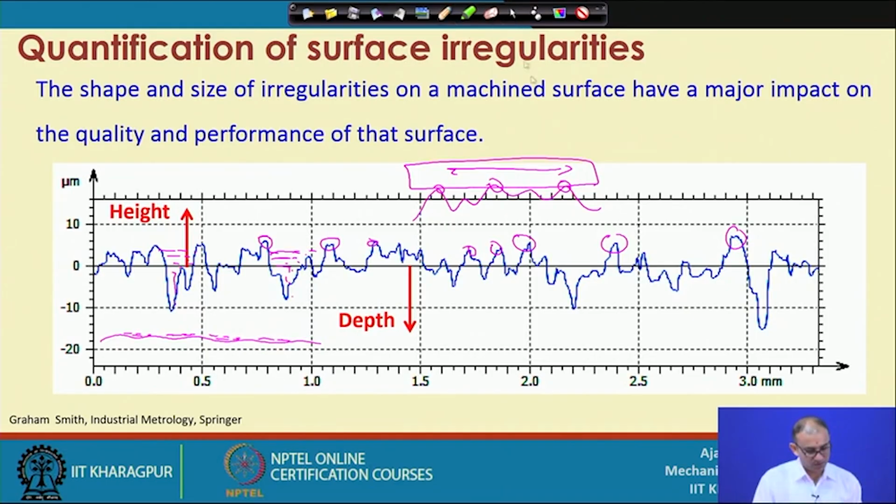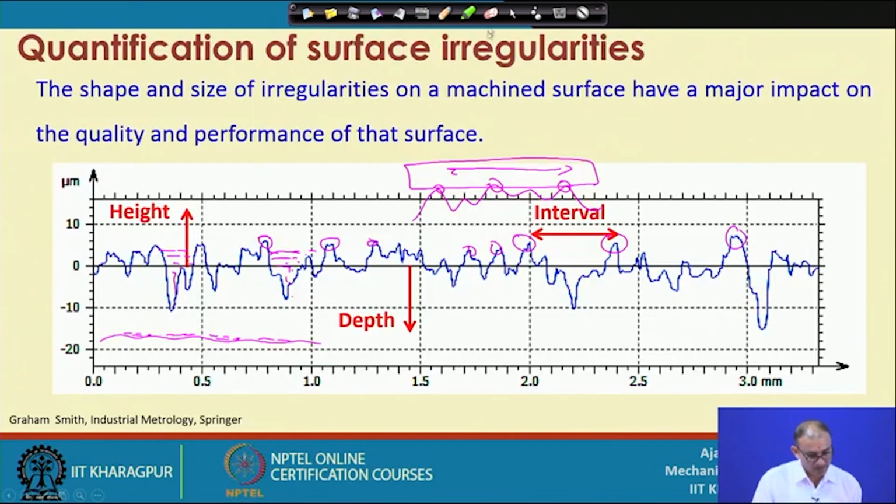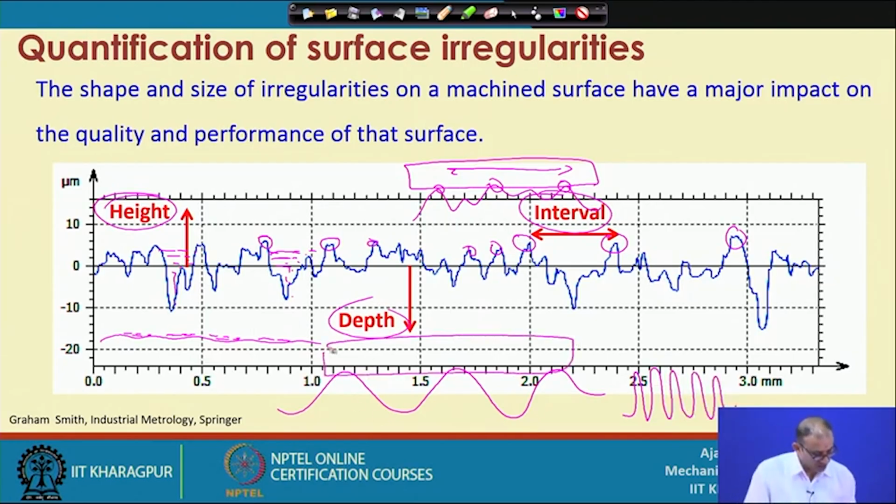And the third one we are looking at here is the spacing, that is, how these peaks are separated from each other. So, that is also important. Height is important, depth is important, the interval is also important, right. So, if you have one surface like this, and another surface like this with the same amplitude, now you can see that if you put some load here, this load is taken by 3 points only, but if you put the same load here, this load is actually taken by many points, right.